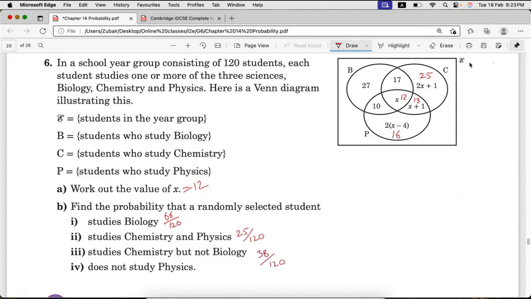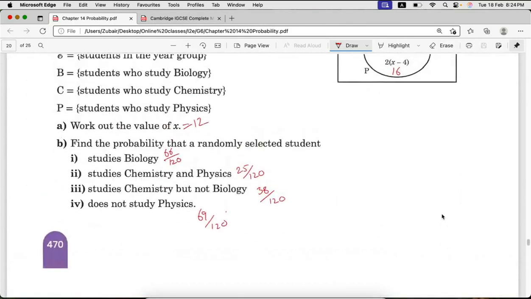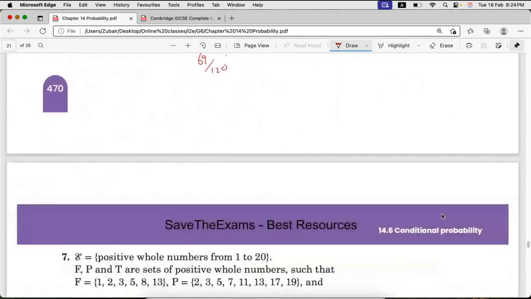38 by 120. Does not study physics. So about 68 over, I'm sorry, 69 over 120. 69 by 120. Haris, please confirm. Are we getting the same answers? Yes, sir. All of them? Yes, sir. Okay.